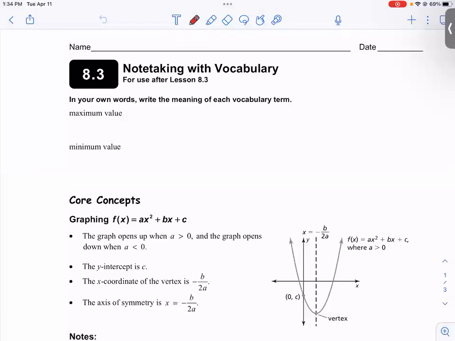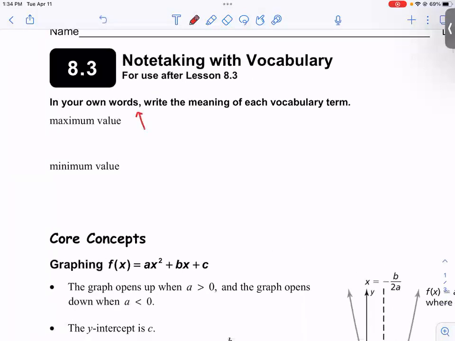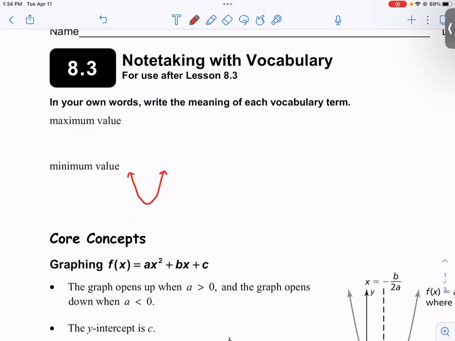So I have a question. If I had a parabola that opened up, what would be the very minimum value? How would we find that? What is that called? The bottom? Ooh, the vertex. Why is it called the vertex?